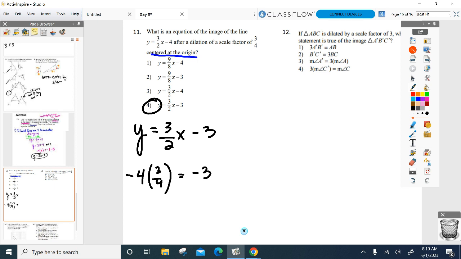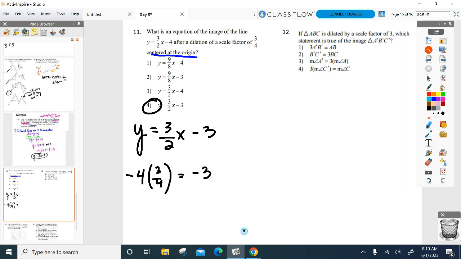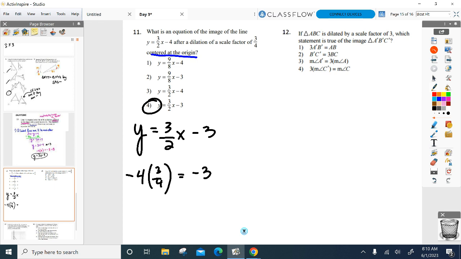All right, 12. I'm going to dilate triangle ABC by a scale factor of 3. Which statement's true? What does not change when you dilate? Obviously, the sides change. They get bigger or smaller, but what does not change? What remains congruent to each other? Angles, right? So automatically, I can tell you 3 and 4 are not true because it's saying the angles get 3 times bigger. Baloney, they remain congruent when they get dilated.